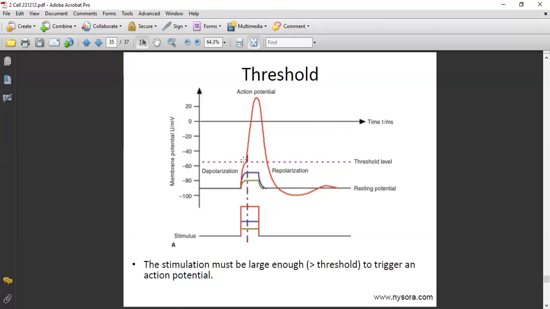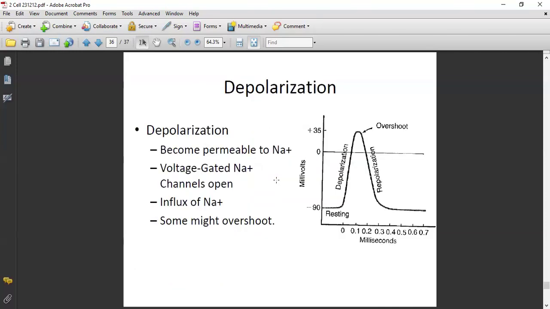Now, after you provide that stimulus above the threshold, you trigger an action potential. It has two phases: depolarization, sometimes with an overshoot, and then repolarization. That is achieved by two proteins. The first one is the voltage-gated sodium channel. When the potential is above threshold, these voltage-gated sodium channels open. Let me draw it.